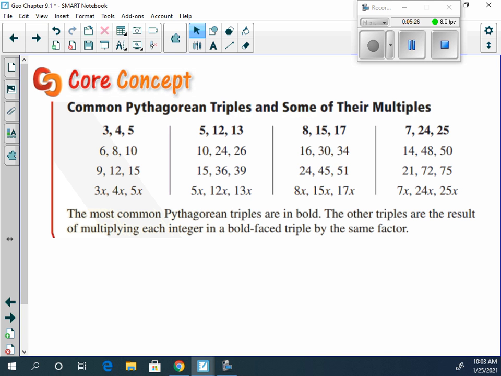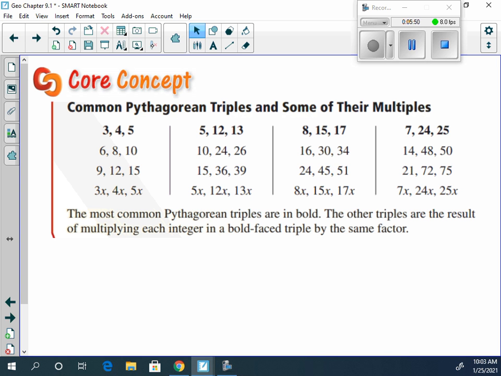Now, these here are what we call Pythagorean triples. And what that means is these three numbers, if you plug them into the Pythagorean theorem, it works. Three whole numbers that work in the Pythagorean theorem are considered a Pythagorean triple.